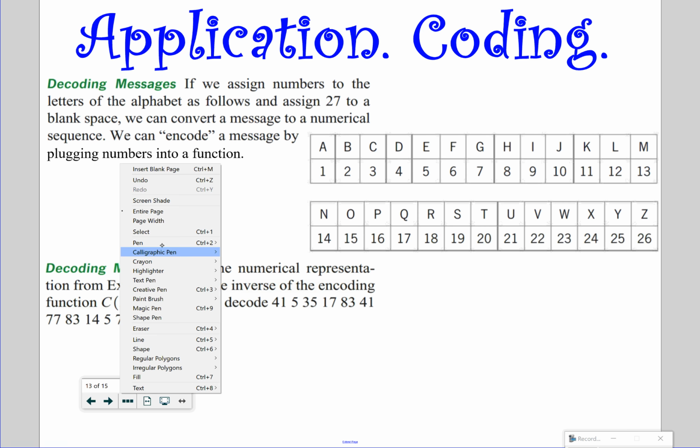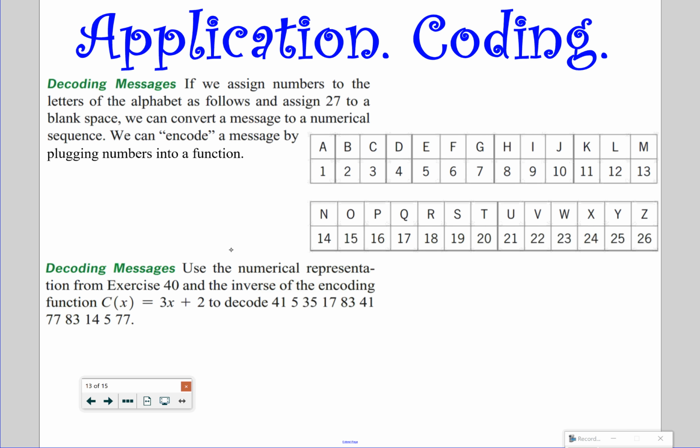All right, let's try an application problem. I thought this problem was pretty interesting. It's about decoding messages using inverses. So let's say we assign numbers to letters of the alphabet as follows. And then 27 is going to be our blank space if we need it. Sorry, ignore the dog. We can convert a message to a numerical sequence.